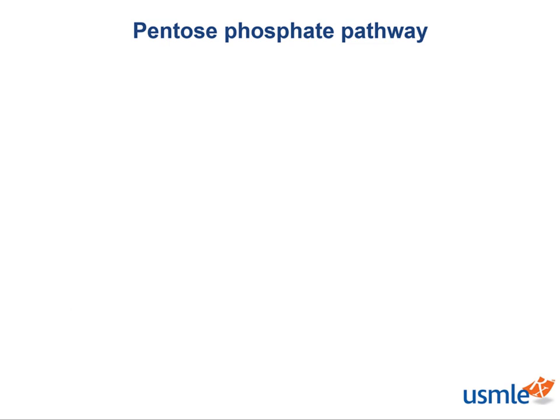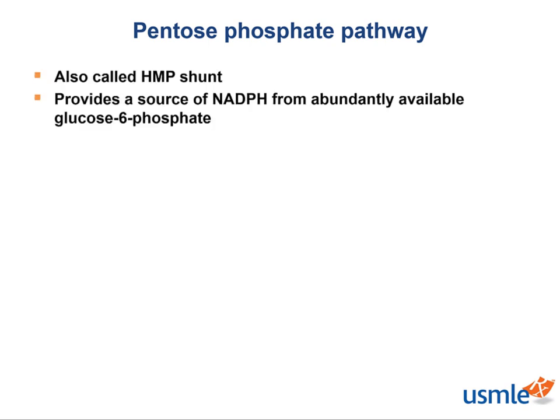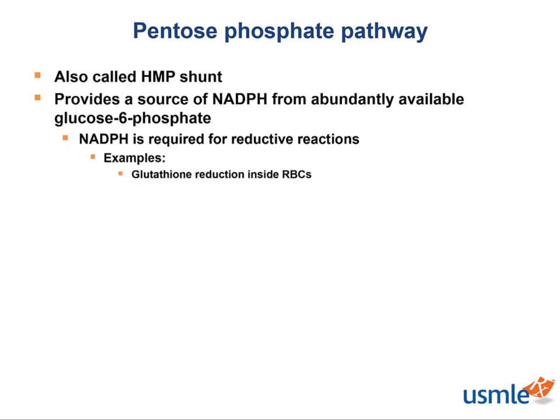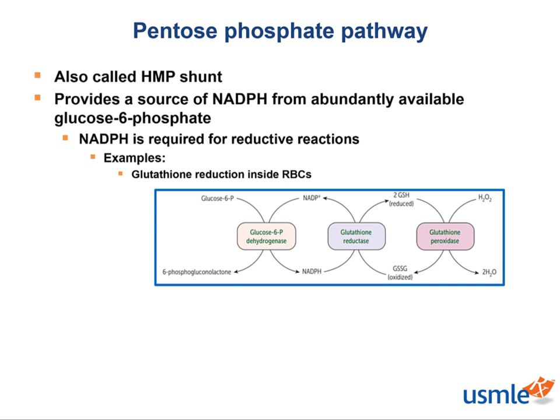Okay, let's do a recap. The pentose phosphate pathway is also called the HMP shunt, and it provides a source of NADPH from abundantly available glucose 6-phosphate. Why do we need NADPH again? Why would we go through the trouble of another pathway or a shunt to make it? Well, we need it for reductive reactions like glutathione reduction inside red blood cells, like in this diagram, and in anabolic processes like fatty acid and cholesterol biosynthesis.